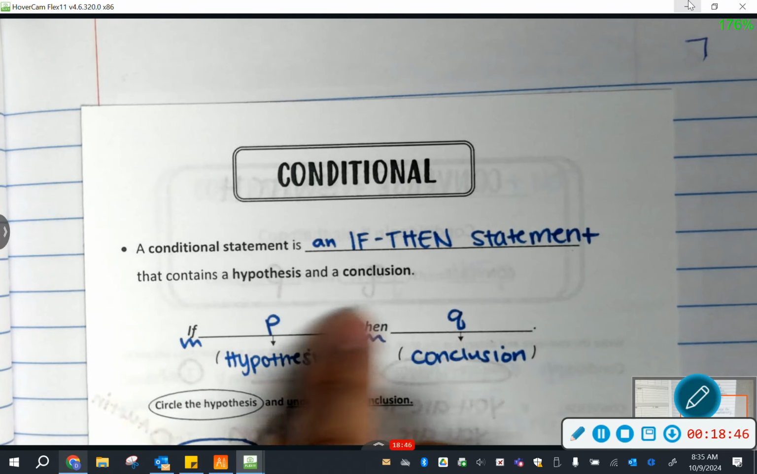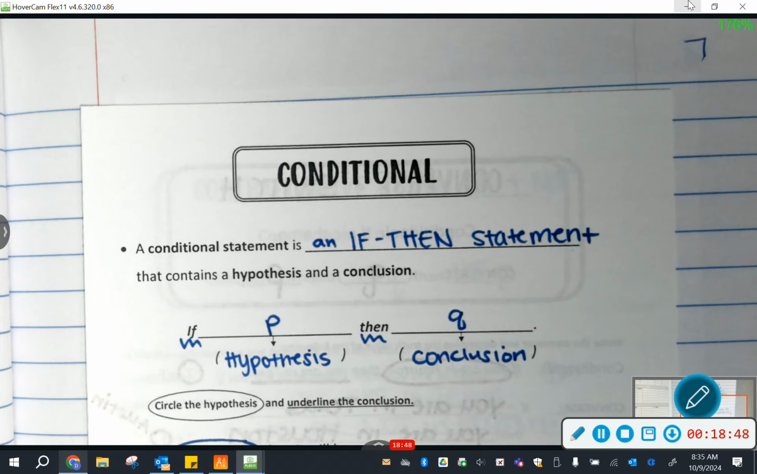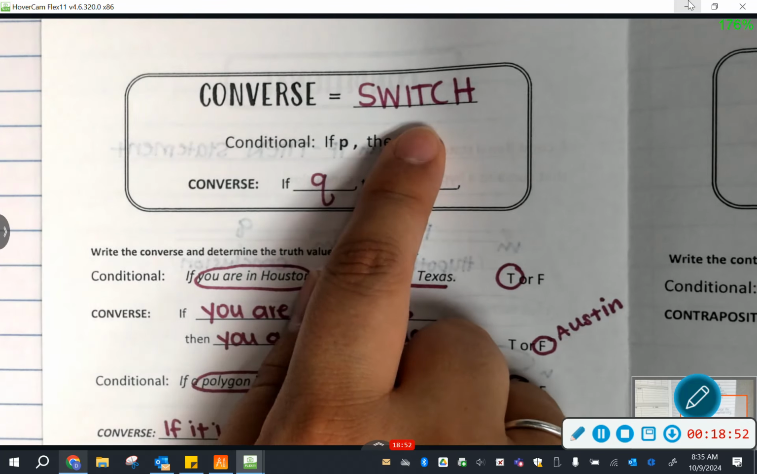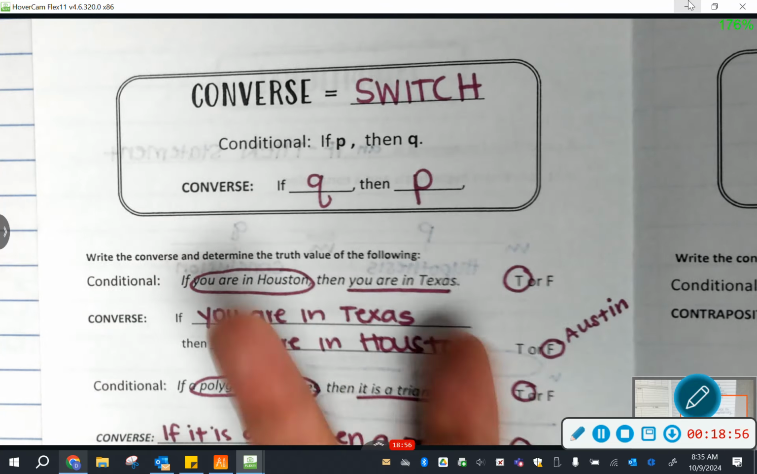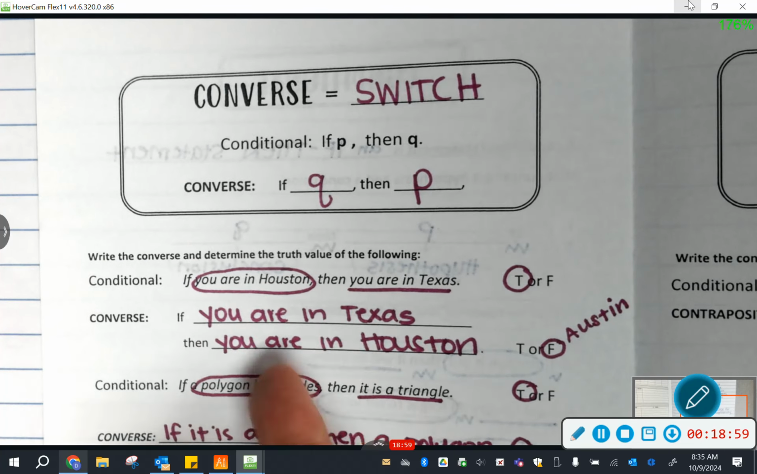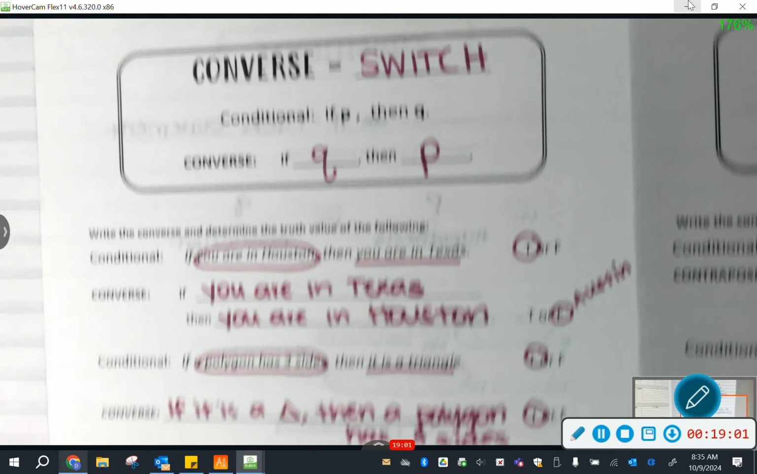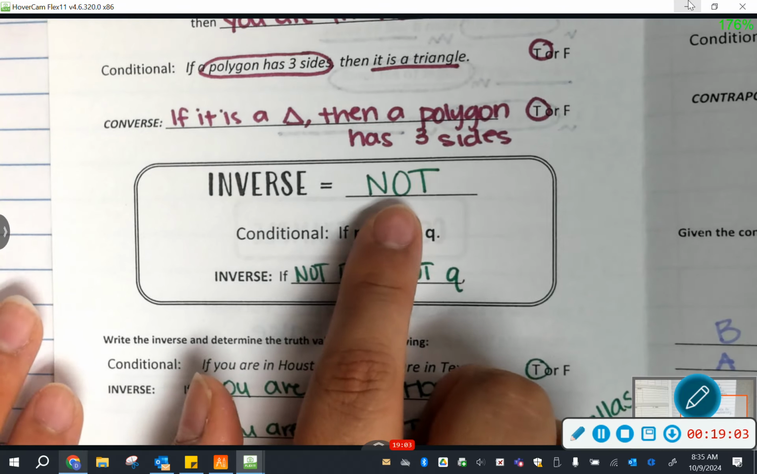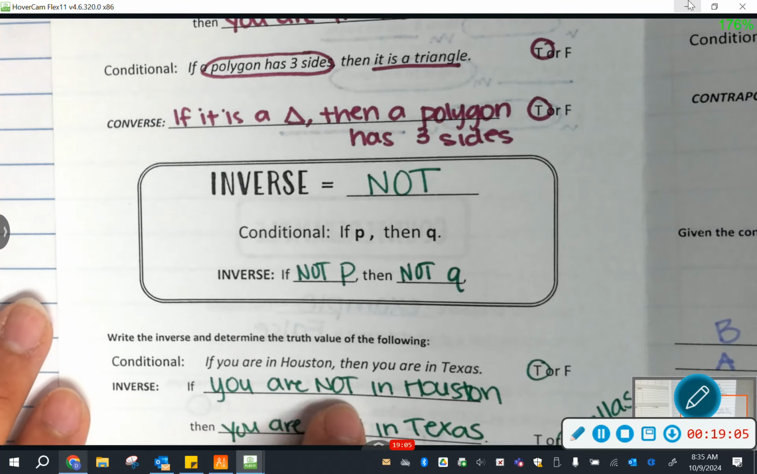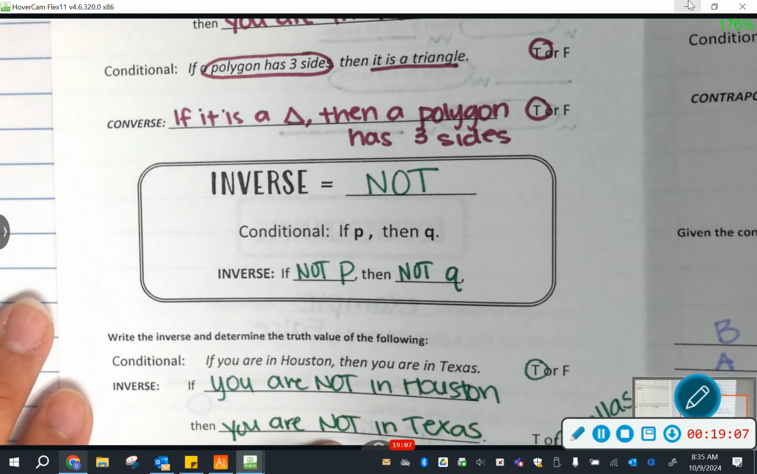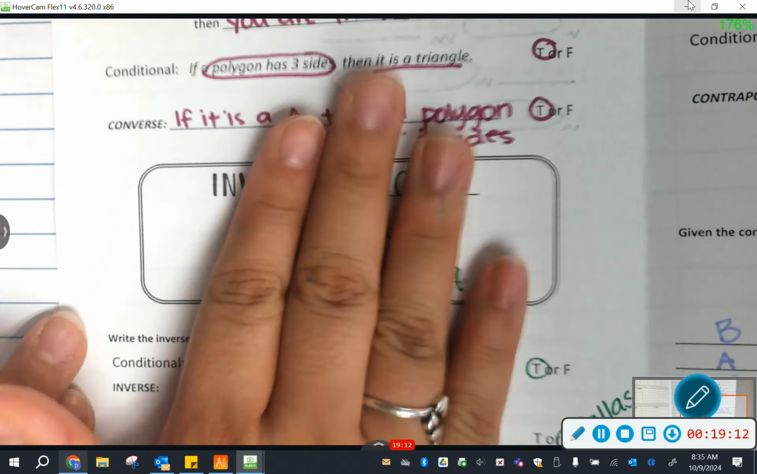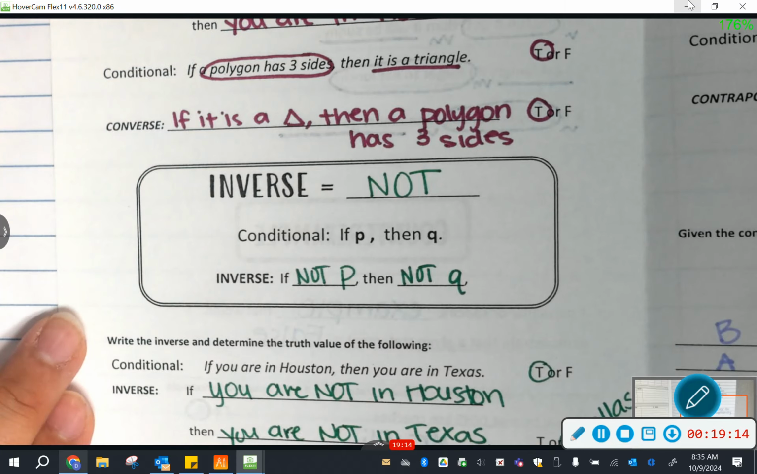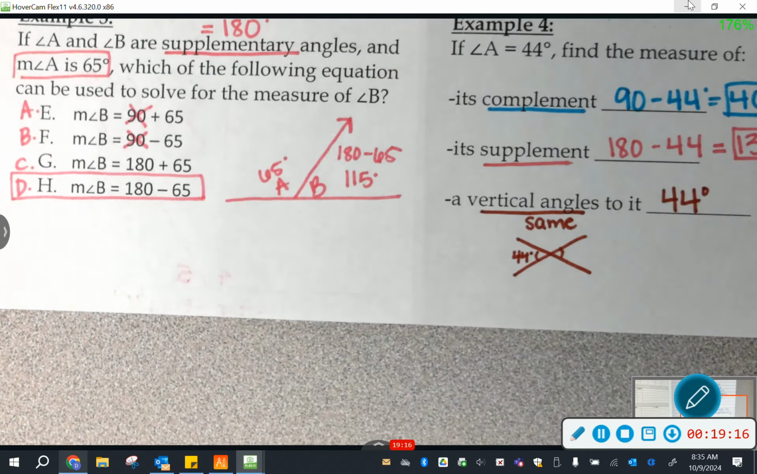Do y'all remember conditionals, if-then statements? Converse means what? Switch. If you are in Houston, then you are in Texas. Switch them. If you are in Texas, then you are in Houston. What does inverse mean? Not. If you are not in Houston, you are not in Texas. Don't switch them. Just put not for each of them. All right. So this page will help you if you get confused about those questions.